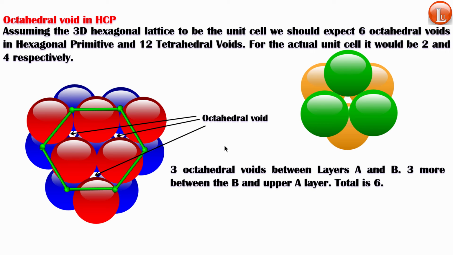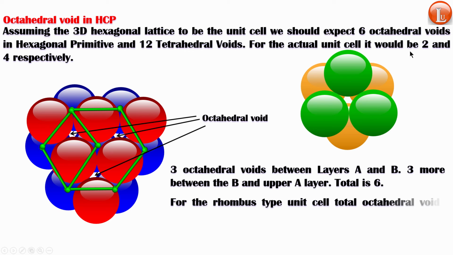Now for the smaller one, let's draw the rhombus. Now for the rhombus, as you can see, there is 1 inside and there will be 1 on top of the B and the top A layer. So that will be effectively 2, which is what we were expecting, 2 to be the value for the smaller unit cells. So that's pretty simple now.